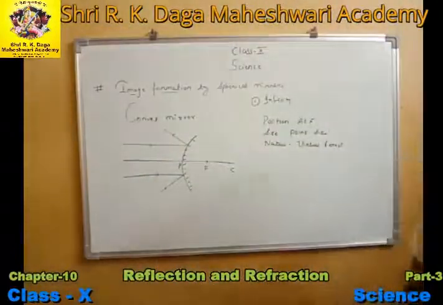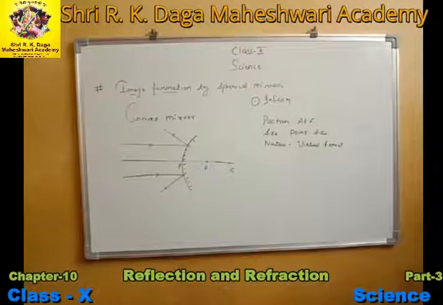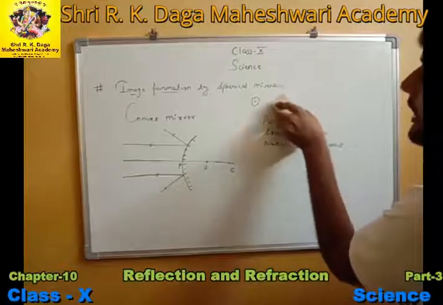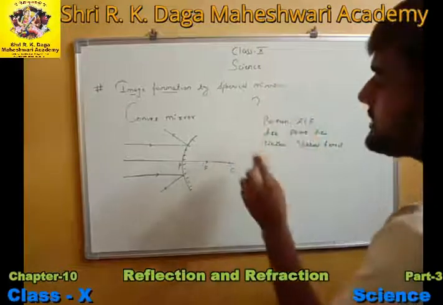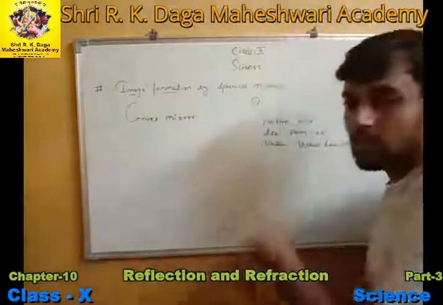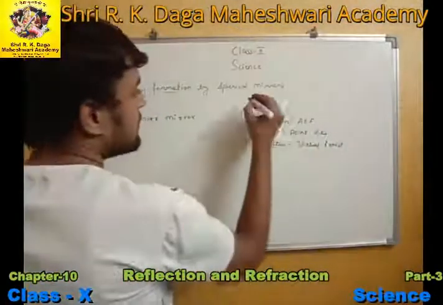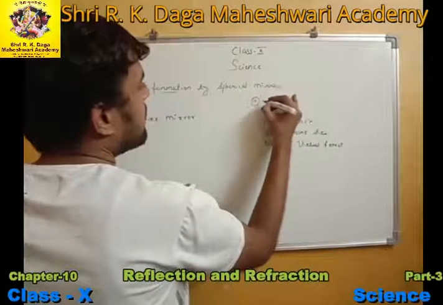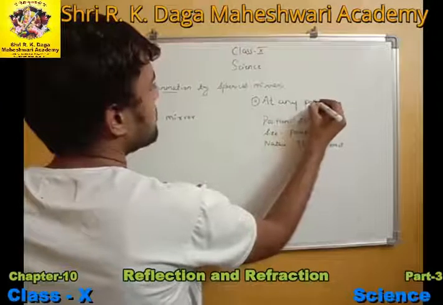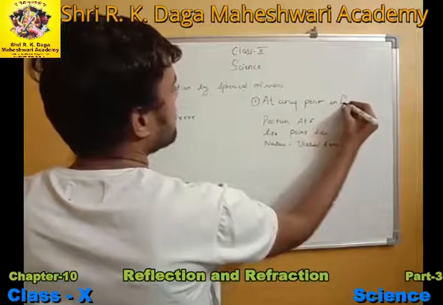Now, the second case of convex mirror we are going to discuss. In that case, if our object is at any position in front of convex mirror, then this type of image will be formed that we are going to study now. Our object is at any position in front of convex mirror.